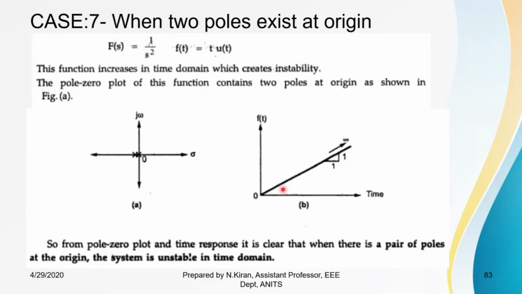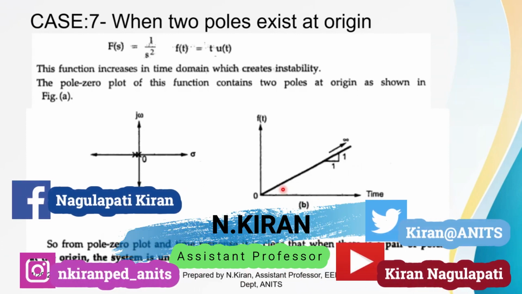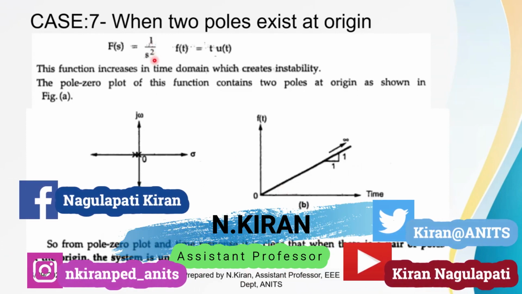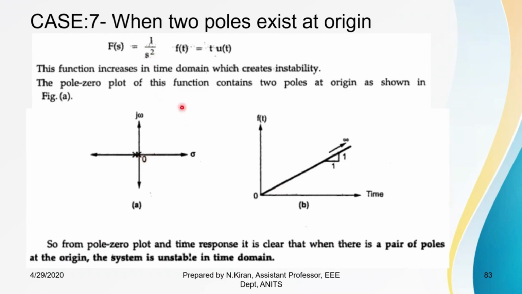The next case, if I have two poles at origin, that is 1 by s square, indicates that I have two poles at origin. So which will give me in time domain t into u of t. So in such cases also we can say that the system is unstable. In time domain this value is linearly increasing and this extends to infinity. So even this system will tend to go unstable when two poles are existing at origin.